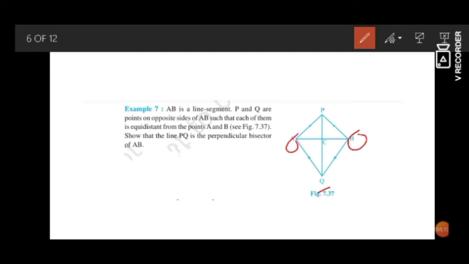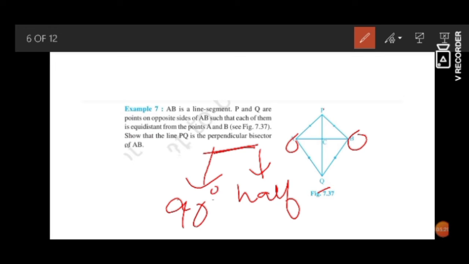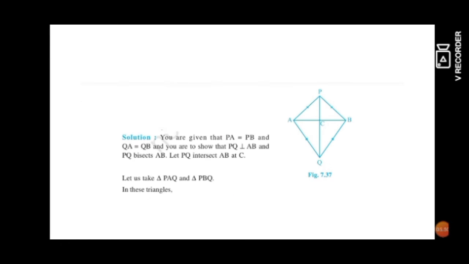Okay, now we have to show PQ is the perpendicular bisector. Bisector stands for half, or making the side half, and perpendicular means at 90 degrees. So we need to show that at C the angle is 90 and AC should be equal to BC. AC should be equal to BC. Now let us move on to the solution part.